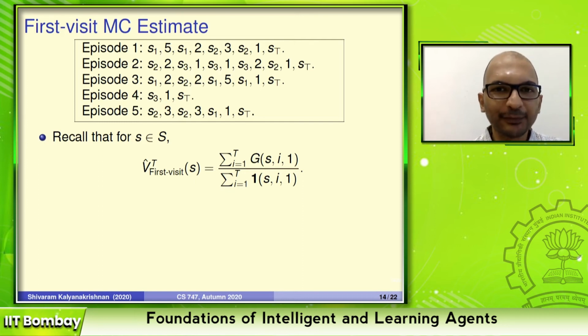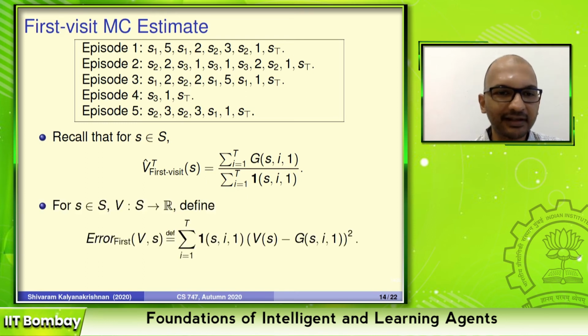As before, the same running example: you have, let's say, 5 episodes of data. What are we going to compute as the estimated value of each state after t episodes? Using first visit Monte Carlo, you look at the first occurrence of the state in each episode, look at the G, the long term return starting from there, and average all of those. That's going to be your estimate.